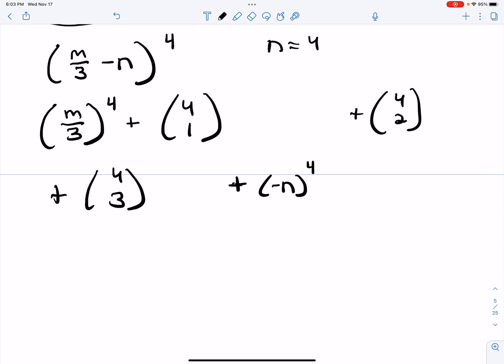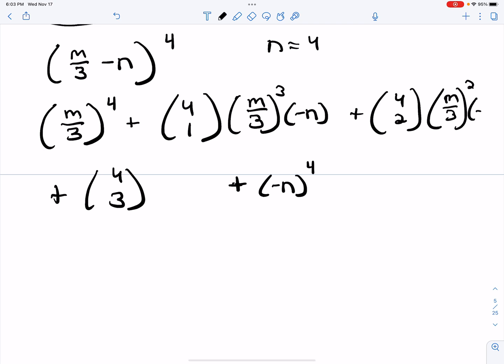In the second term, you're going to have the m over 3 cubed and the negative n to the 1st power. Then in the next term, you're going to have m over 3 squared and the negative n squared. Next term, just m over 3 to the 1st power and negative n cubed. And then the last term, you'll have the negative n to the 4th power. So the m over 3 is taking the place of x, and the negative n is taking the place of y in the previous examples. But the rules as far as the exponents, the way they count, for the m over 3, they count down, 4, 3, 2, 1, 0. For the negative n, they count up, 0, 1, 2, 3, 4. And then the coefficients still get worked out the same way.